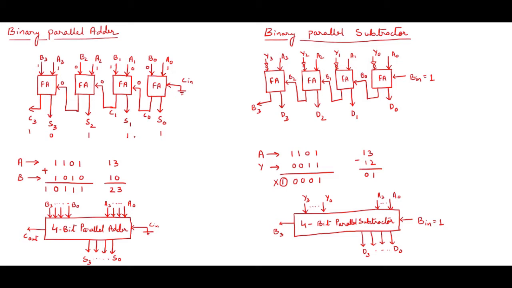Now when I go for hierarchy of design, this 4-bit adder which I've designed in a schematic way will go into a block like this, written as 4-bit parallel adder, where I'm showing A0 to A3 over here, B0 to B3 over here, C in is grounded, C out is this one, C3 is nothing but the C out, and I'm getting the sum as S0 to S3.